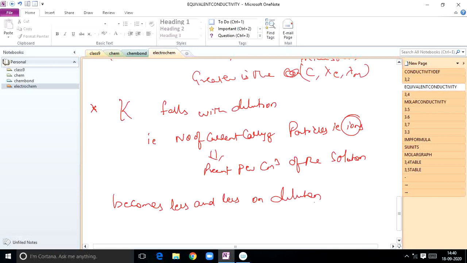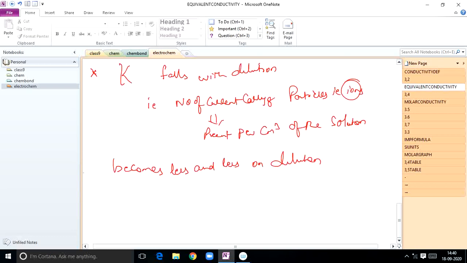Specific conductivity of an electrolyte falls with dilution. Why does it fall with dilution? The number of ions present per centimeter cube of the solution becomes less and less on dilution. That's why kappa decreases with the increase in dilution. And here lambda is equal to K into V, where V is the volume of the solution containing 1 gram mole or 1 gram equivalent of the electrolyte.